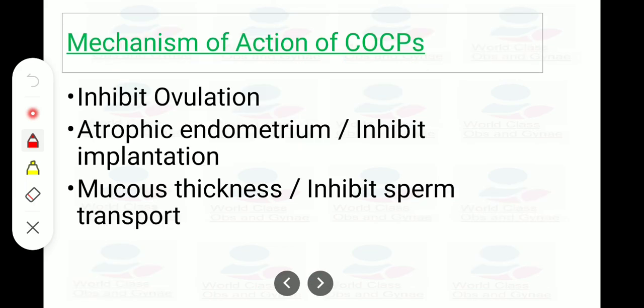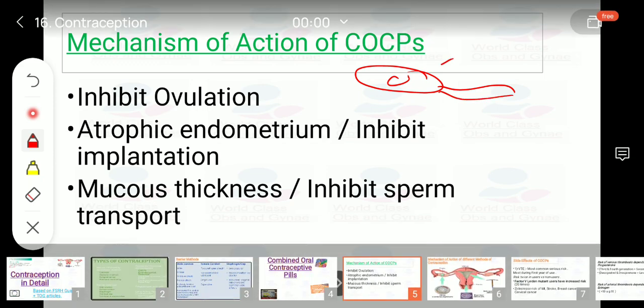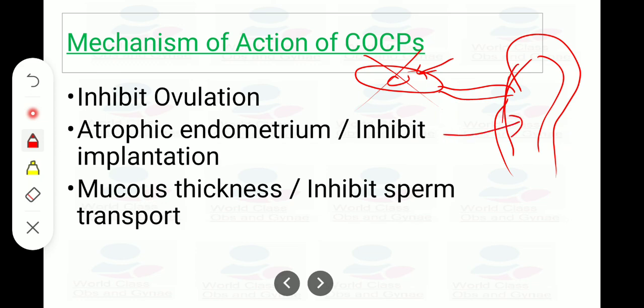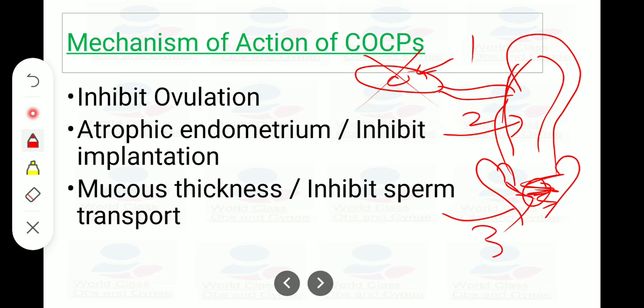Mechanism of action is very important. The main mechanism of action is that it works at the level of the ovaries, and it inhibits ovulation. At the level of the endometrium, it makes the endometrium atrophic, and in this way it prevents implantation. It also increases the thickness of the cervical mucus and inhibits sperm transport. So you can see that it works at 3 levels: at the ovary level, at the endometrium level, and at the cervical level. That is the main mechanism of action of COCPs.